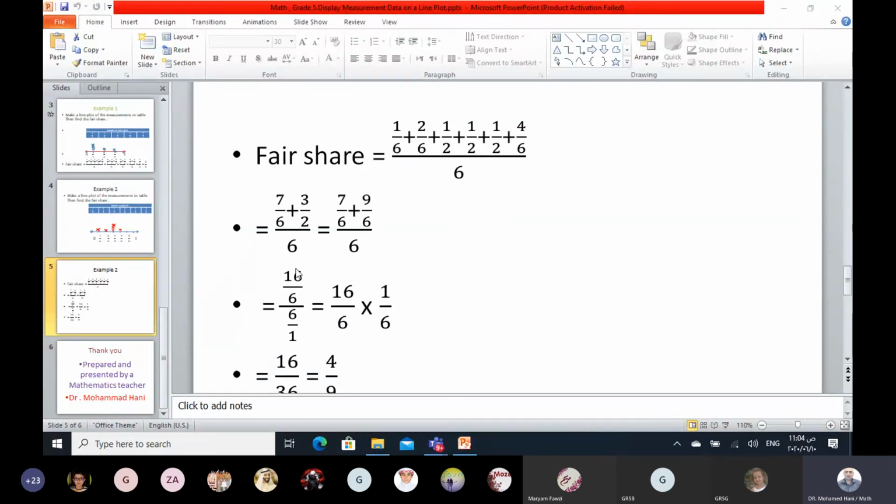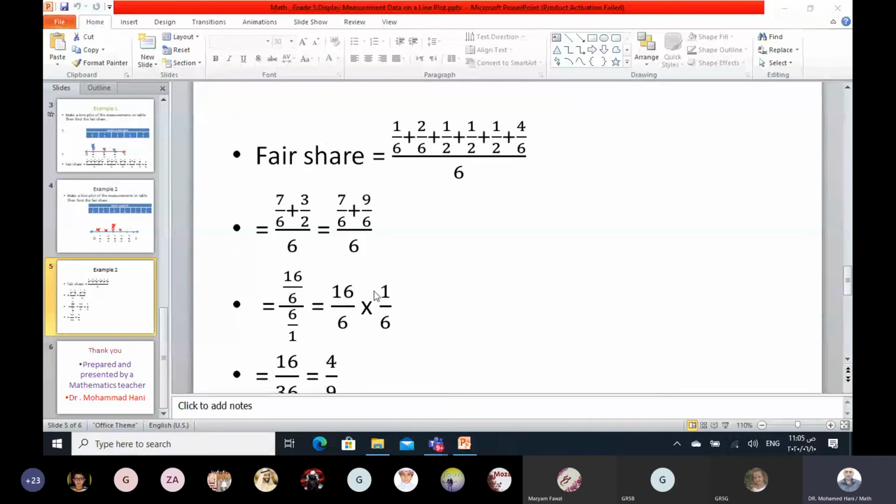When you want to divide two fractions, the rule says the first step is to keep the numerator fraction. Keep it the same, so it will be 16/6. Then change the divide to multiply. Then flip the second fraction. How? Switch the numerator and the denominator. So 6/1 will be 1/6.